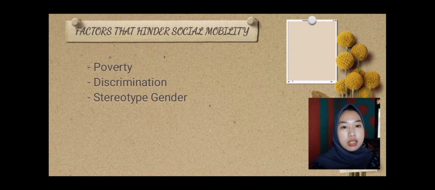And the second is discrimination. Discrimination is differentiating treatment against others of different nationalities, ethnicities, races, religions, and groups. This kind of discriminatory treatment is not good. In addition to causing conflict, it can also hinder social mobility.